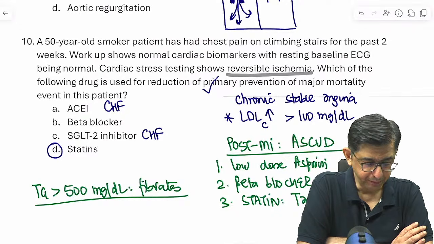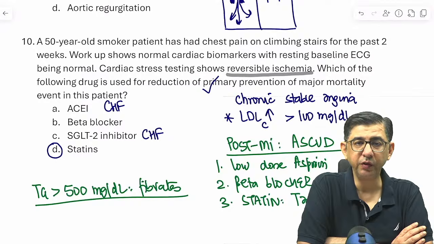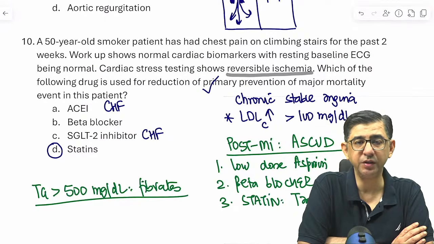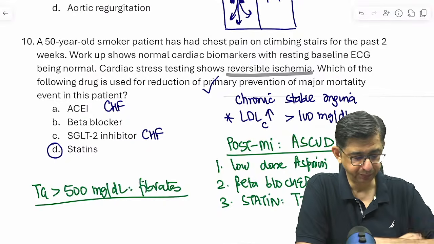Okay, fine. Yeah, exactly. Nachiket, you have a good point there. So B and D are okay, but if I have to select a single answer, then primary prevention would be given as statins in a person. For beta blockers, the guidelines are mainly for secondary prevention.